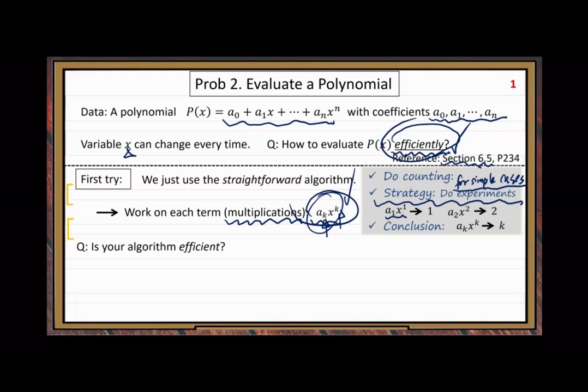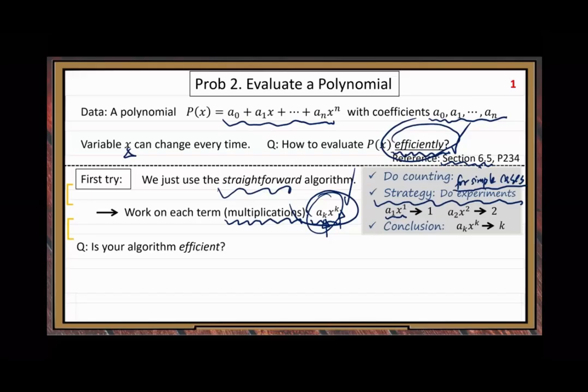We don't know, right? After we find the answer, but if you want to see if our straightforward method is efficient or not, we don't know.